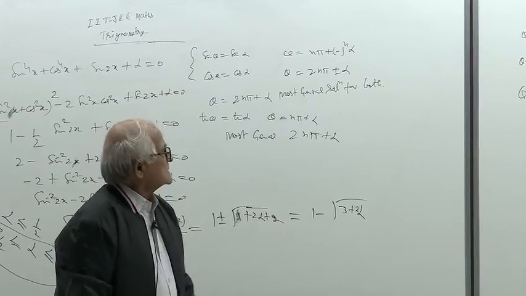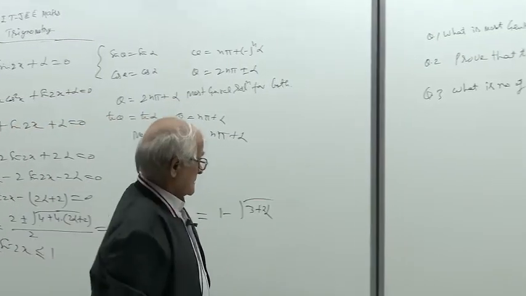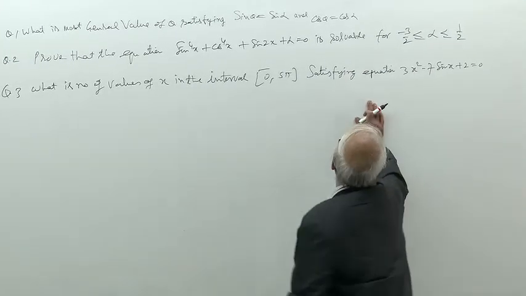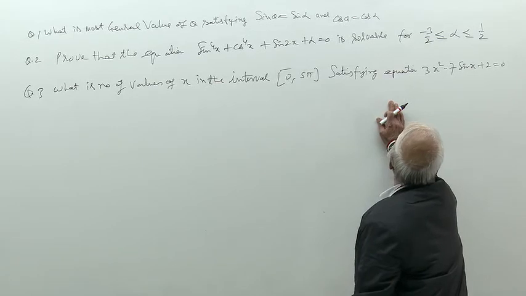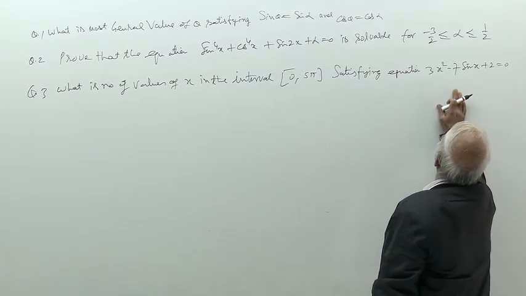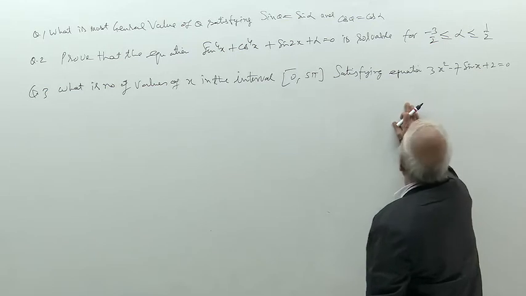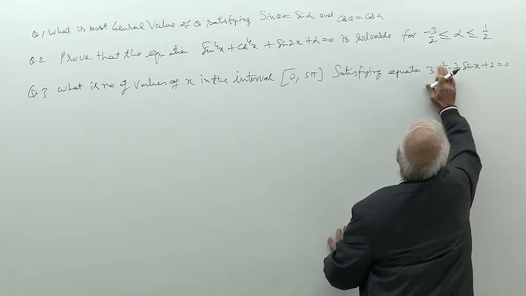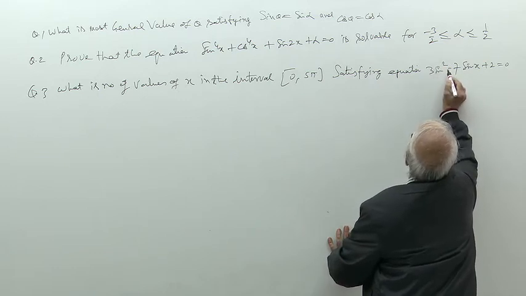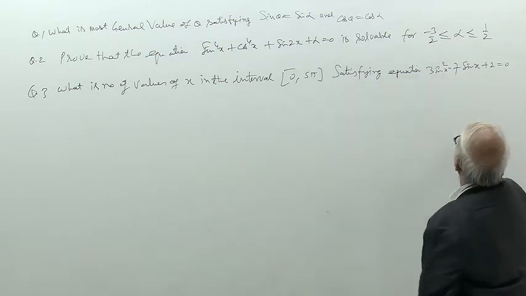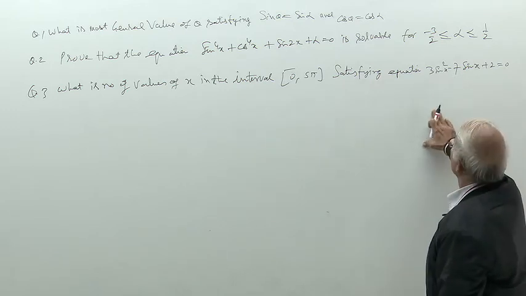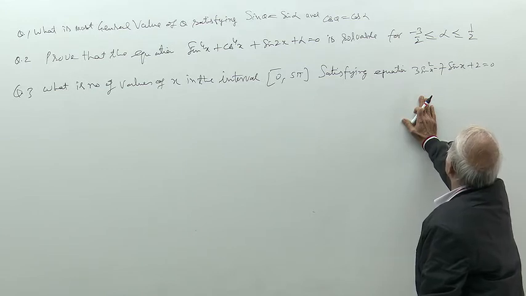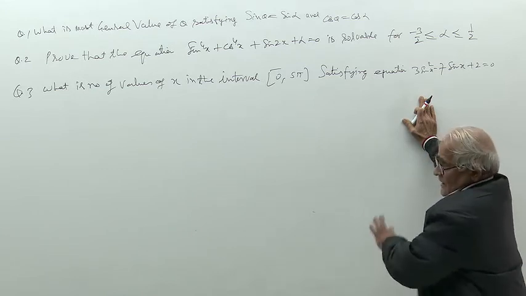Now we come to question number 3. What is the number of values of x in the interval given here? Now you see here, we have written this equation wrongly. Here it will be sin square x. It is 3 sin square x minus 7 sin x plus 2. Now we are solving this.